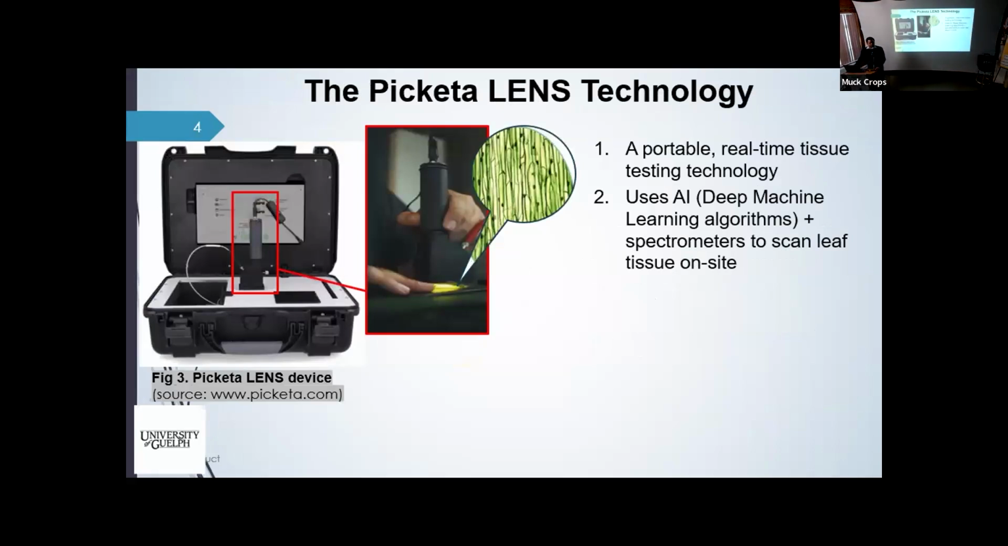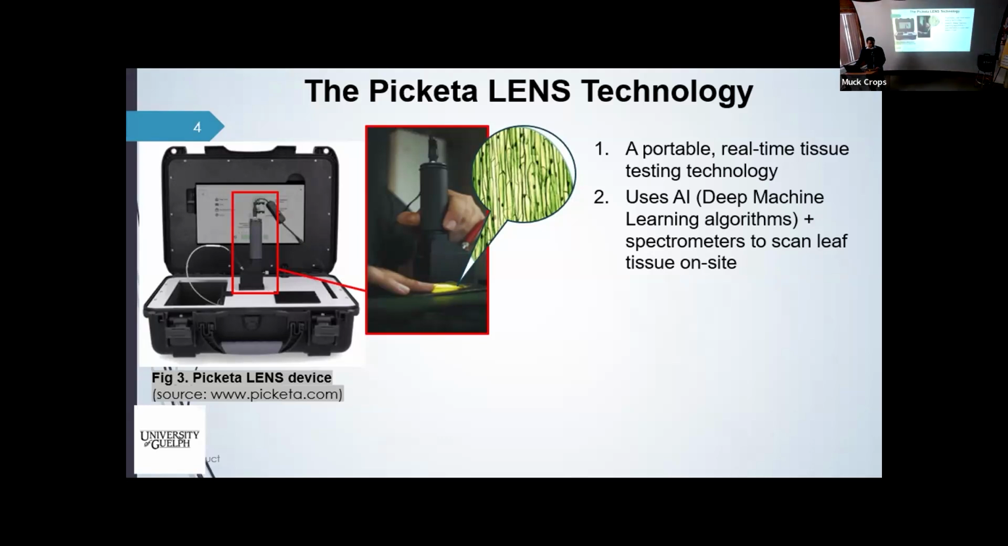So here is the device, the Piquetta LENS. LENS stands for Leaf Evaluated Nutrient System. It is a device that uses AI and spectrometers to collect spectral images from the leaf, and then it's able to give you the nutrients that are available in that leaf in real time. The good thing about this device is that you are able to see your results within minutes instead of having to wait 4 to 5 days.